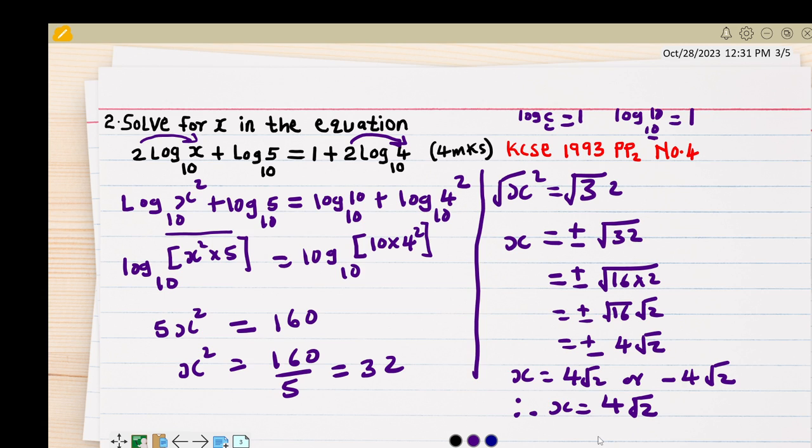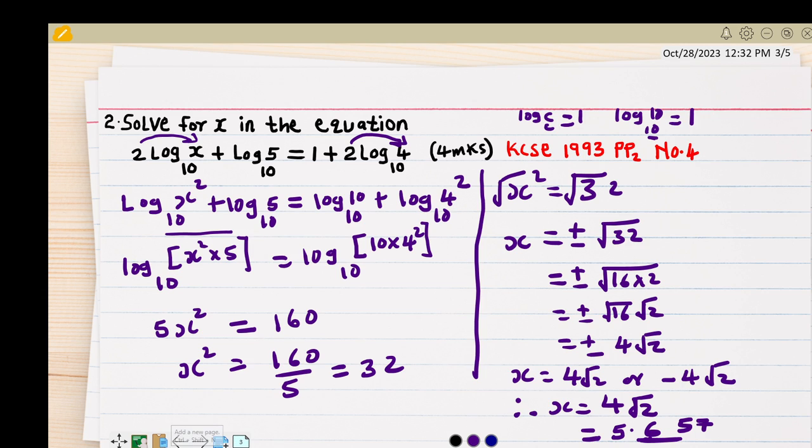So x is 4 root 2, or you can also express it to 4 significant figures. So this is 4 times the square root of 2. You are going to get 5.657. So I've expressed it to 4 significant figures. So the negative, you just show it as part of the working, but the answer will be the positive one because the logarithm of a negative number does not exist or is not defined.